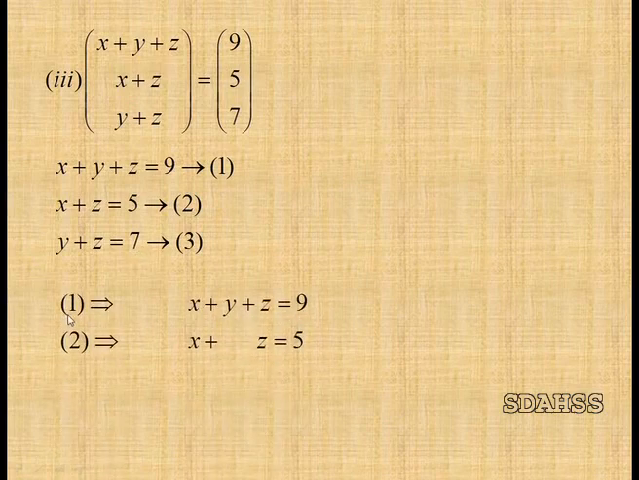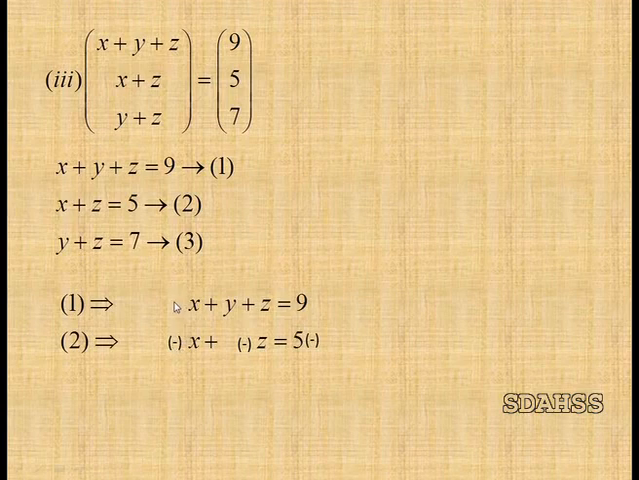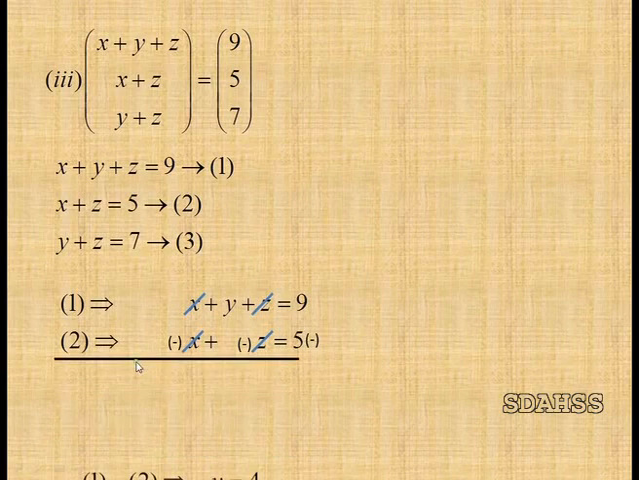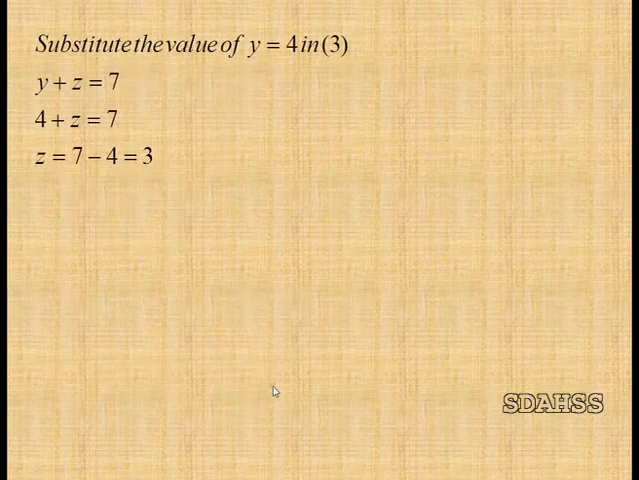Now consider the first and the second equation. The first equation is x plus y plus z equal to 9. The second equation is x plus z equal to 5. Now solving the first and the second equation, subtract them. So you have to change the sign. Then plus x minus x cancel, plus z minus z cancel. Then 9 minus 5 is 4. So then you have y is equal to 4.